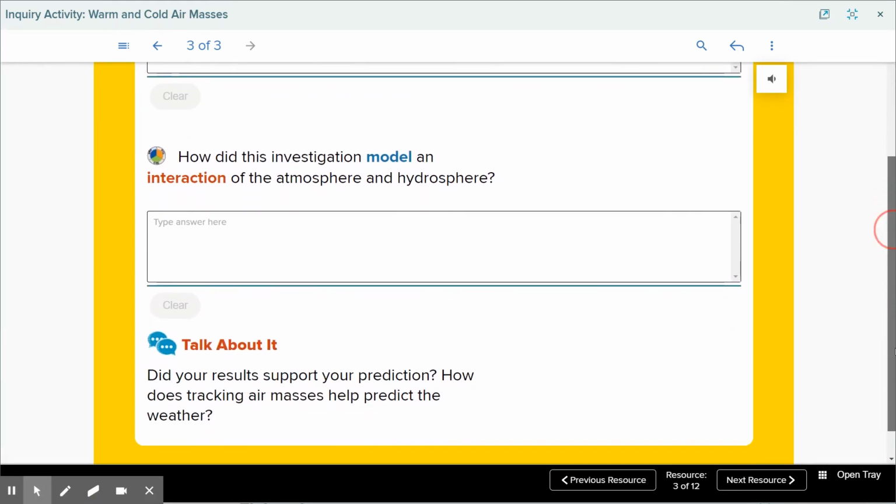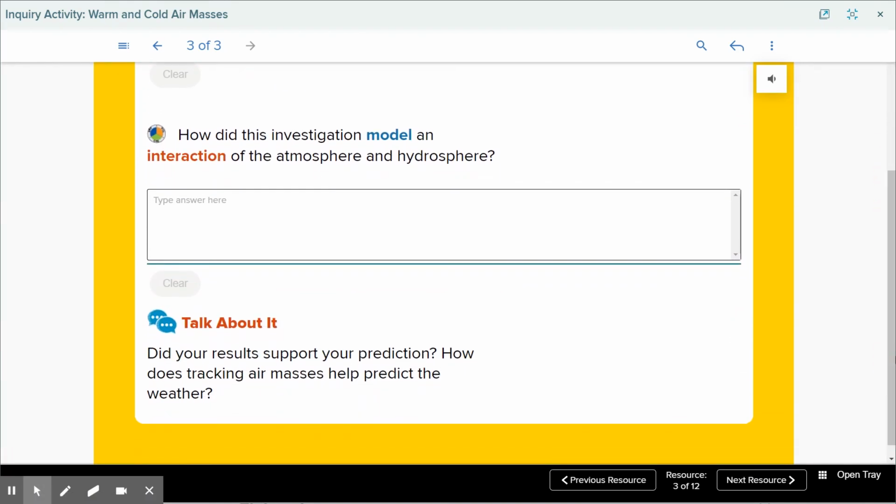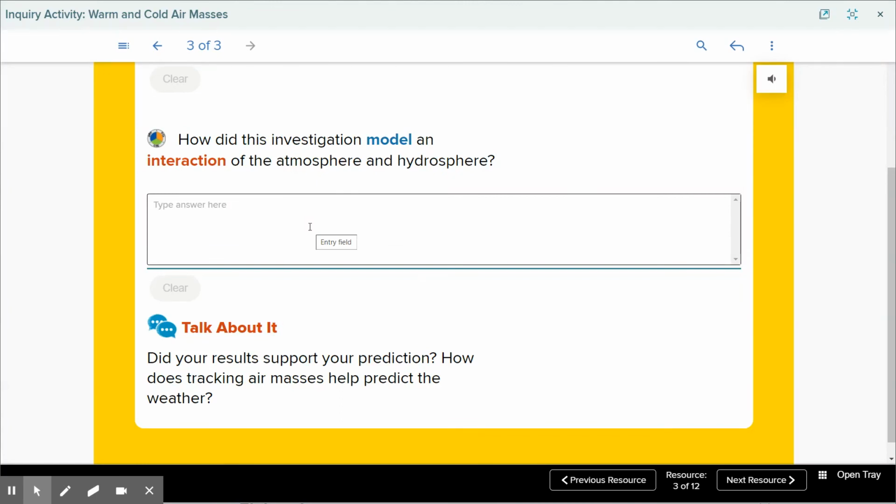And for our final question today, how did this investigation model an interaction of the atmosphere and the hydrosphere? Go ahead and pause the video and complete that answer. One interaction is the water modeled how the atmosphere and the hydrosphere interact to form different types of weather.